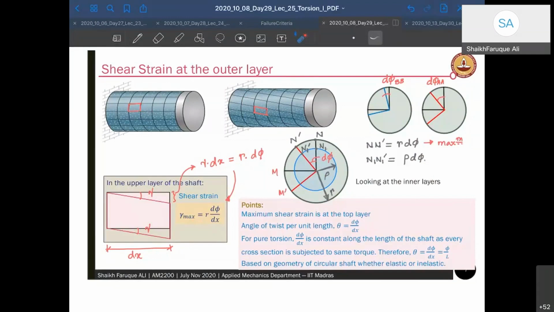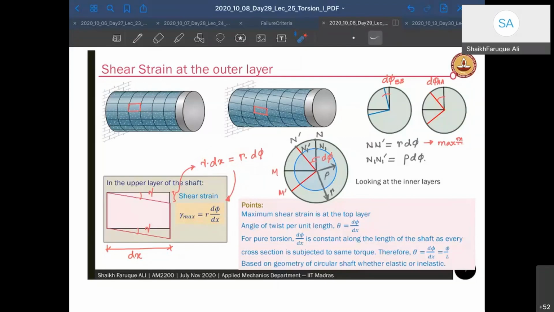Now this is your dx, right? And this part is r d phi. All right. So gamma max becomes d phi by dx into r, where r is the radius. Now look at this cross section. So the shear strain at the upper surface is the maximum shear strain, and that is given by r d phi by dx.